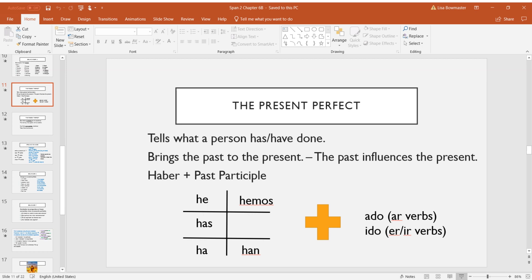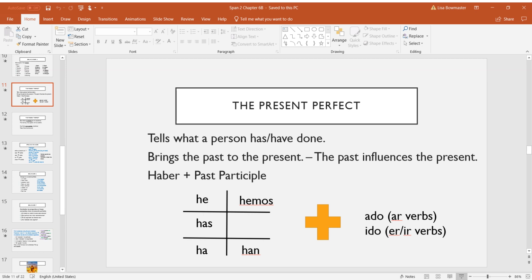You're going to form it with a form of haber plus a past participle. Now, we've seen haber, we probably just didn't know it. Haber is a verb like había, hubo, hay. So we have it in 3 tenses, but here's what it is for the present perfect. In the yo, just H-E, he. Remember the H is silent.